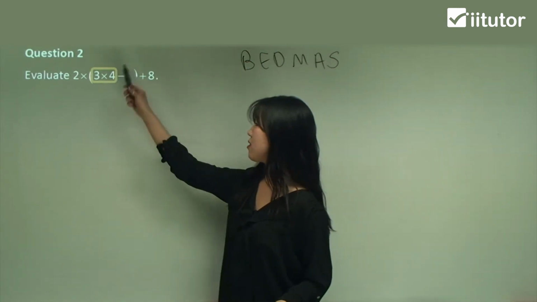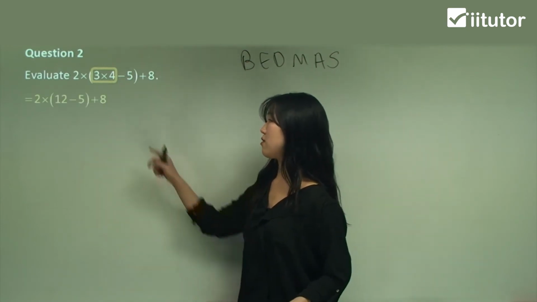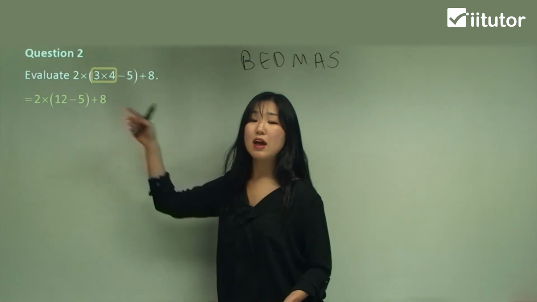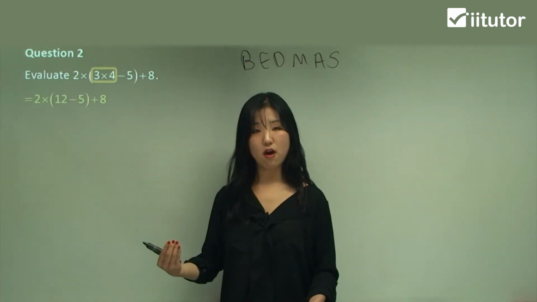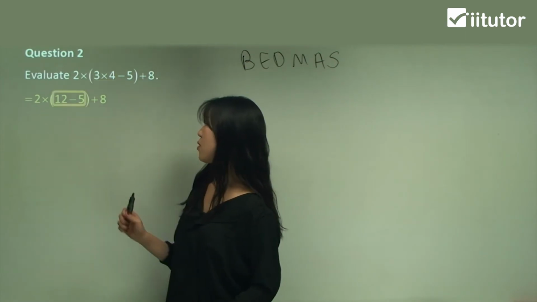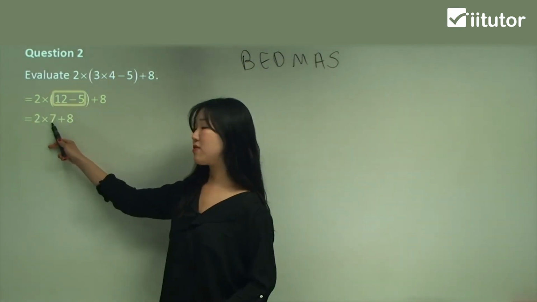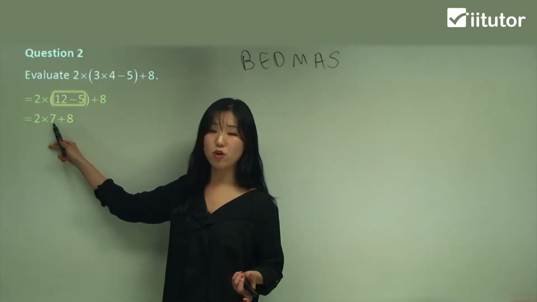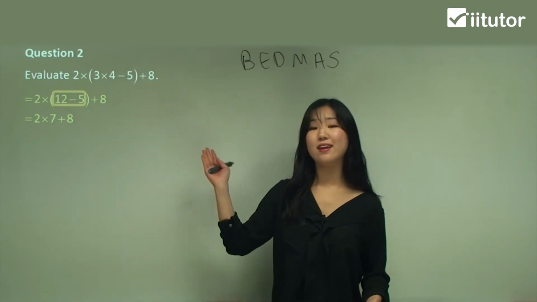So I look inside the brackets, and I know that inside the brackets this is first, so 3 times 4, I just simplify that to 12. Now still we have brackets. We have to simplify whatever's inside the brackets first. So let's look at it. 12 minus 5. What is that? 7. So I've just replaced that with 7, and because it's just a single number, we don't need any more brackets. Now, we have a multiplication sign and an addition sign.